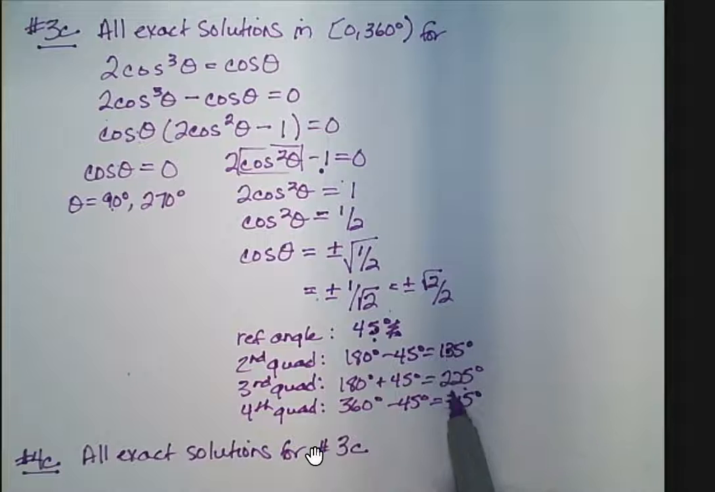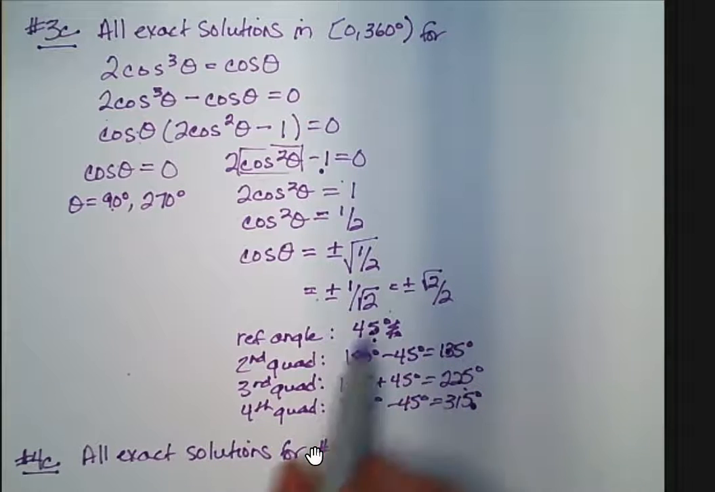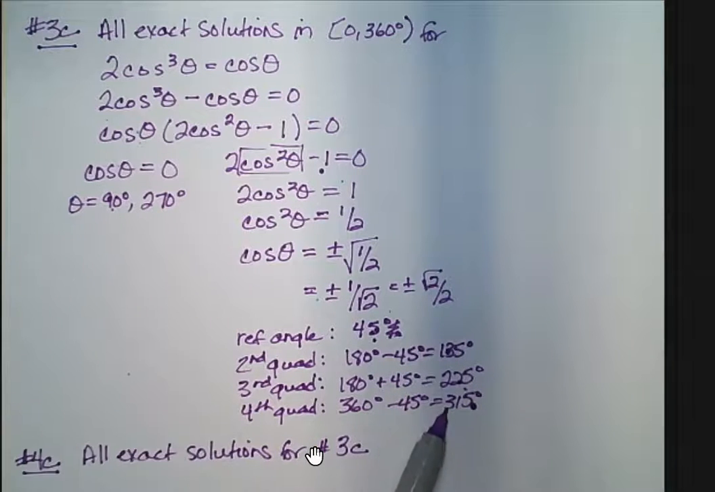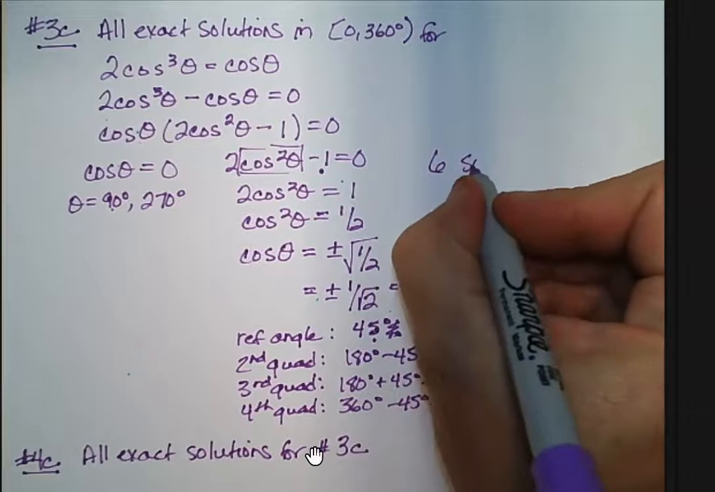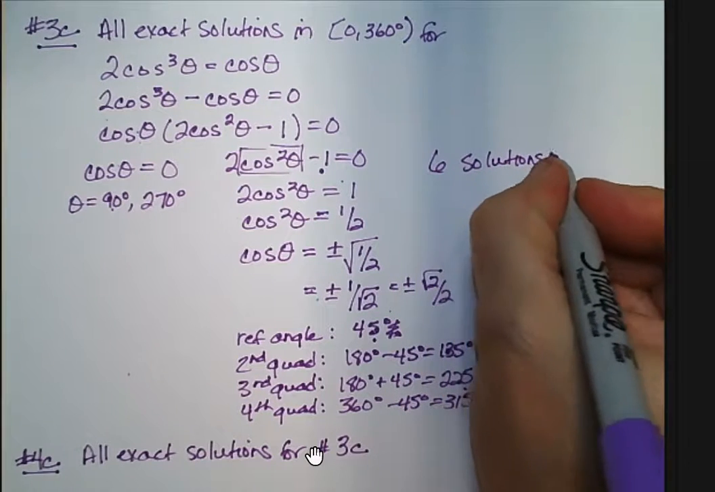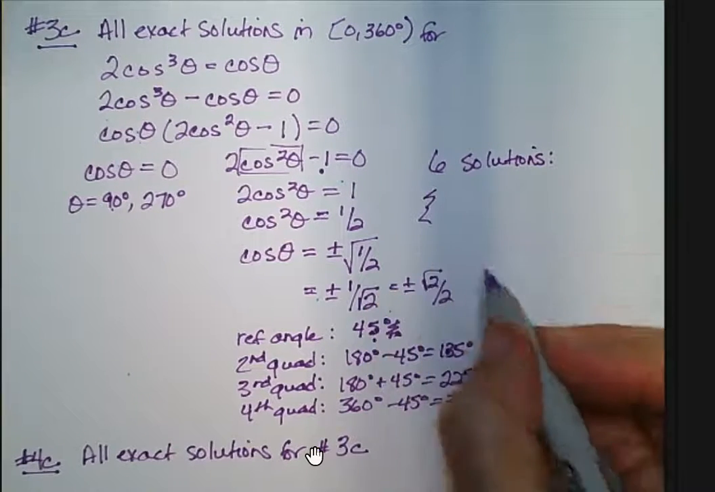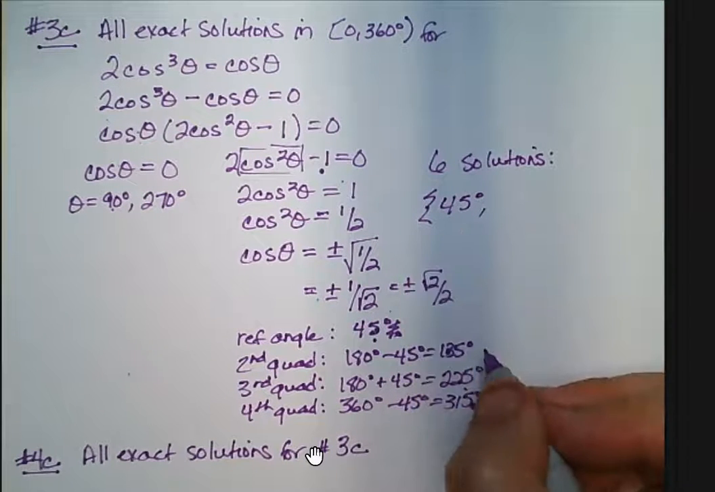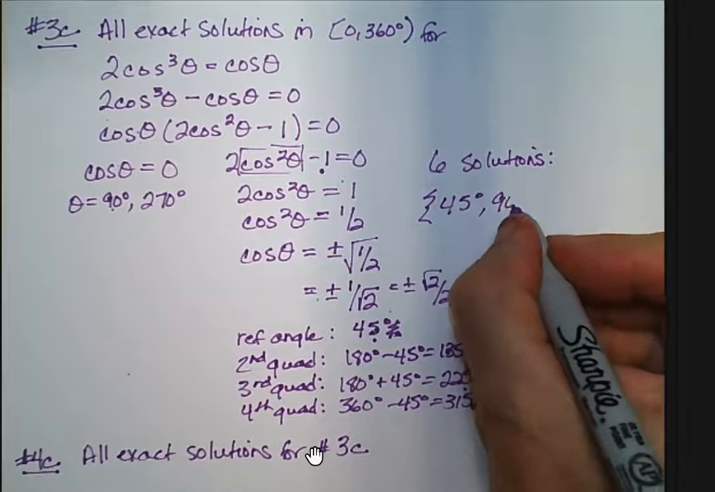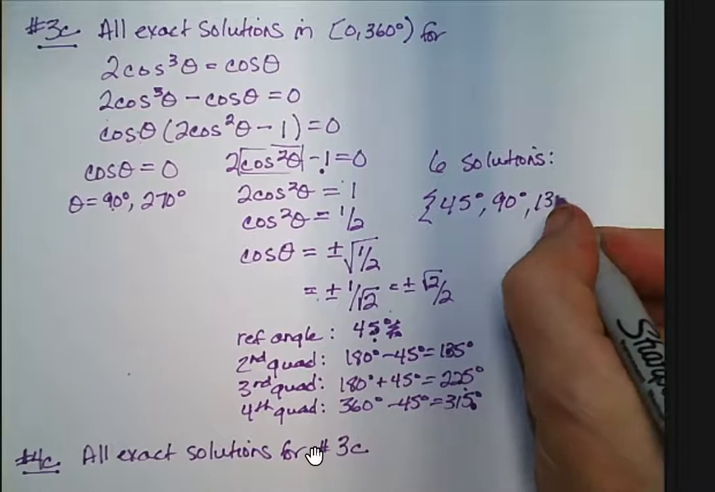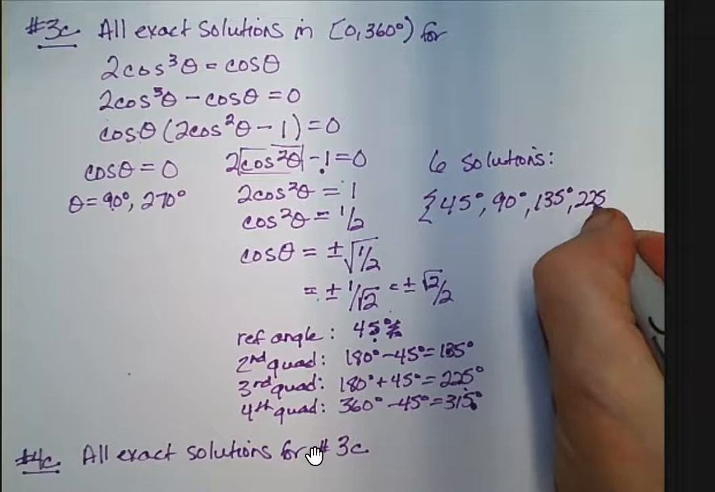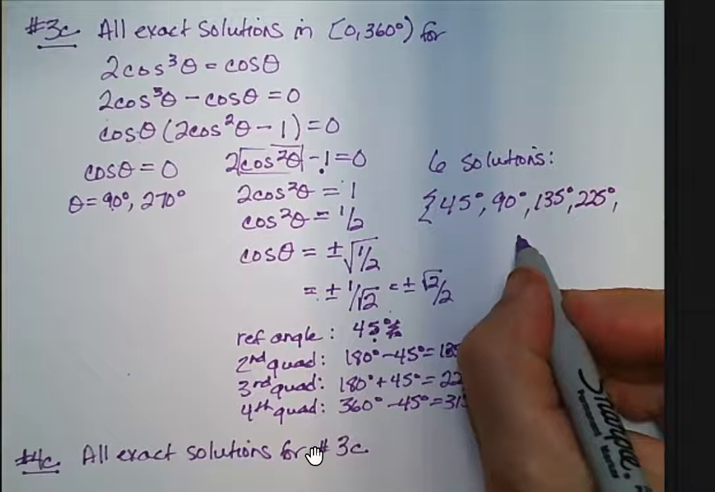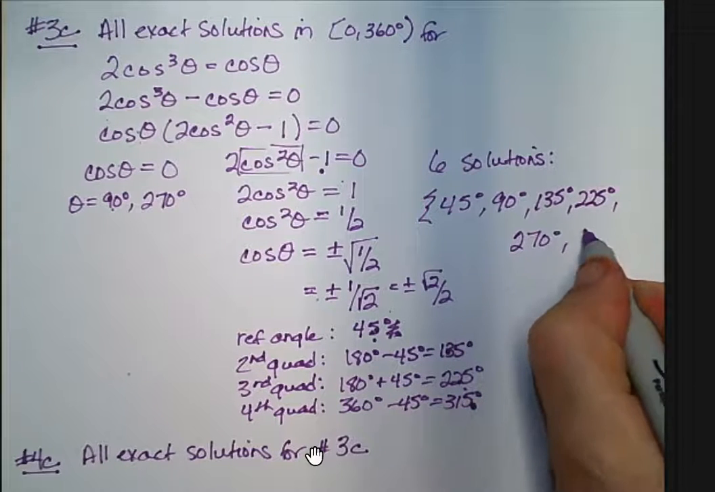For the first one, our cosine will be the positive square root of 2 over 2. This one, it'll be negative. This one, it will be negative. And this one, it will be positive. So those are all 4 of our solutions for this part of the equation. So now altogether, we've got 6 solutions for our original equation. I'm going to put these in order from smallest to biggest. So we have 45, then 90, then 135, 225, 270, and 315.